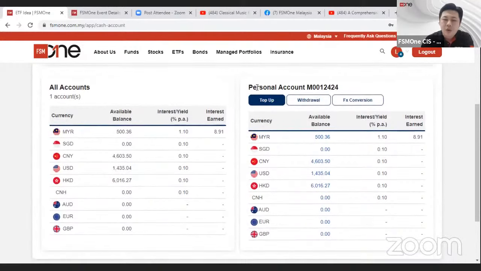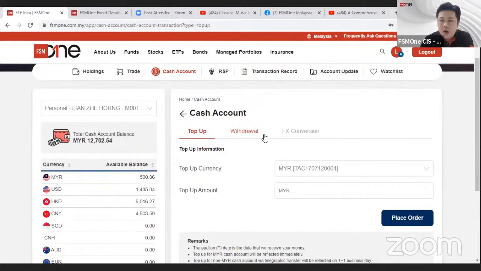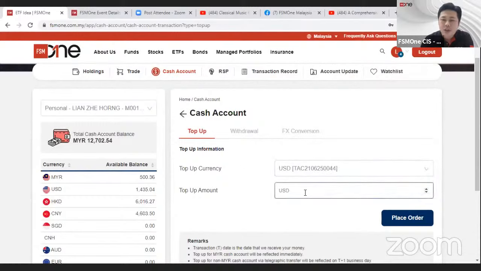So basically, first of all, you will need to top up the particular cash account currency before you are able to trade in that particular exchange. So for example, if I want to trade in the US market, I will need to make sure I have sufficient USD in my cash account. So for USD, how do you transfer your USD to our platform? Actually, what you can do is just click top up. So for those investors who have USD on hand, meaning to say you have a foreign currency account in USD, you are able to select USD and top up in USD.